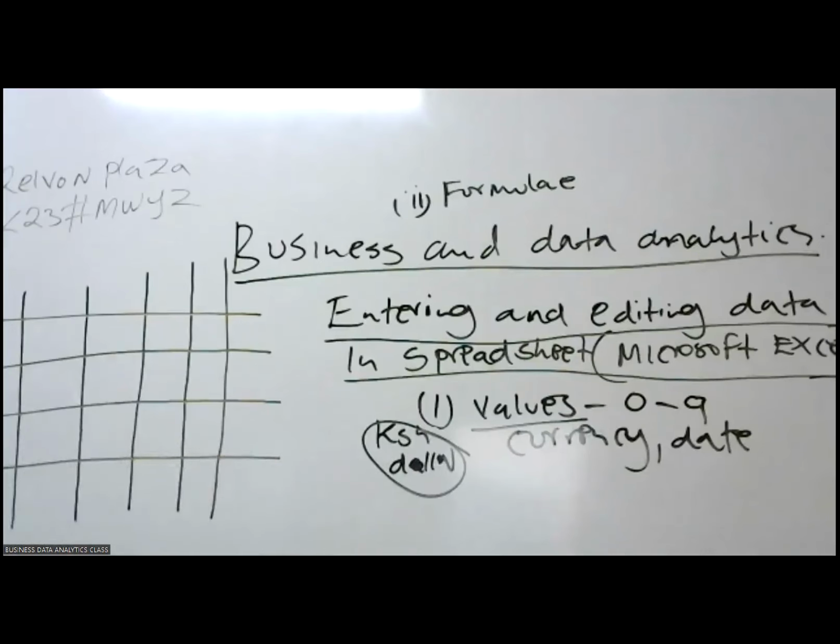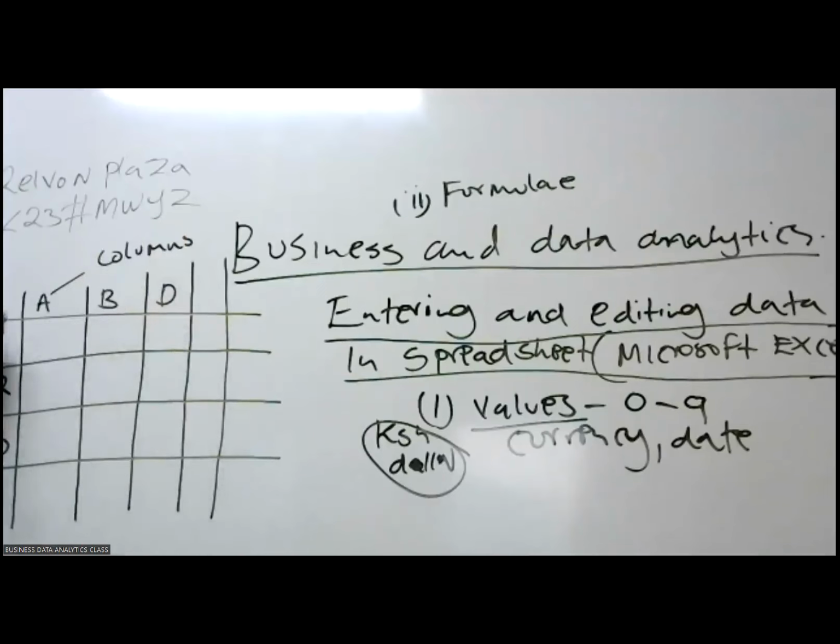So this is an example of my spreadsheet. These are columns. The columns are now represented by alphabetical letters, and then we have the numbers.